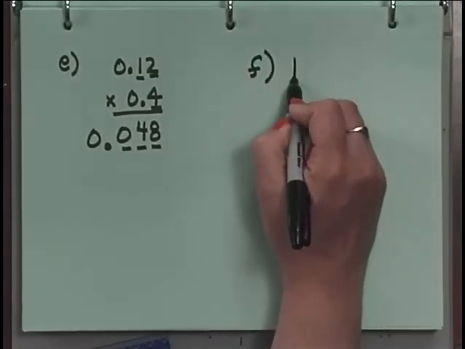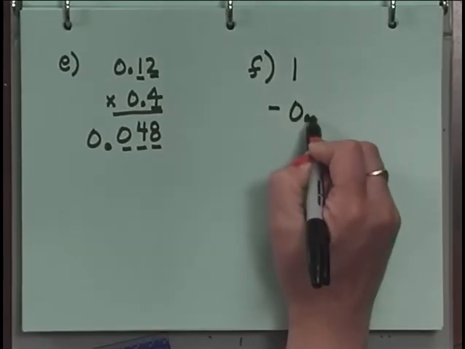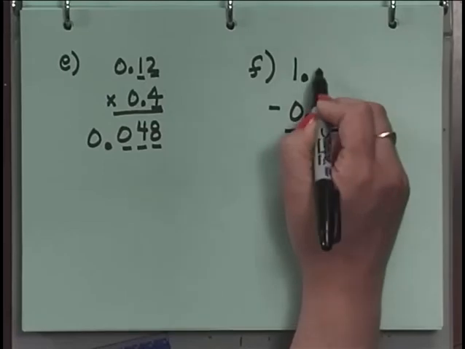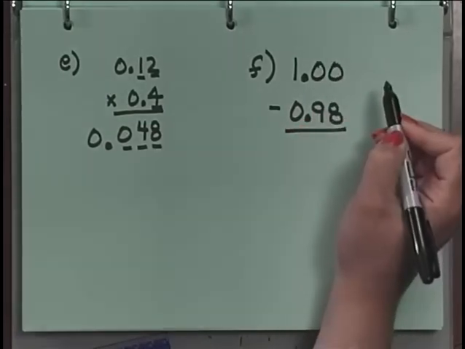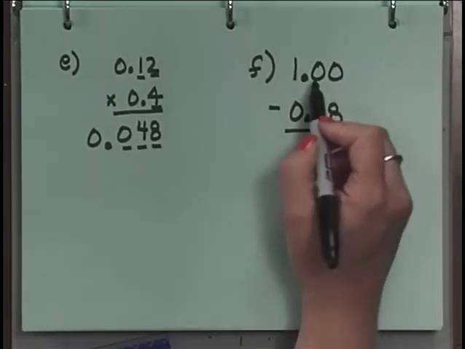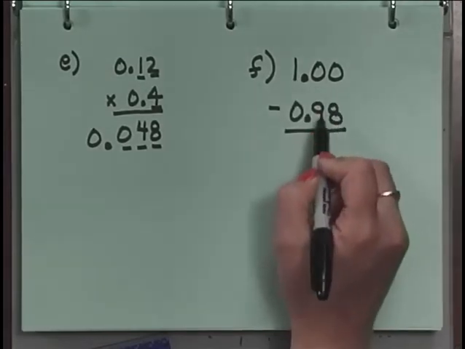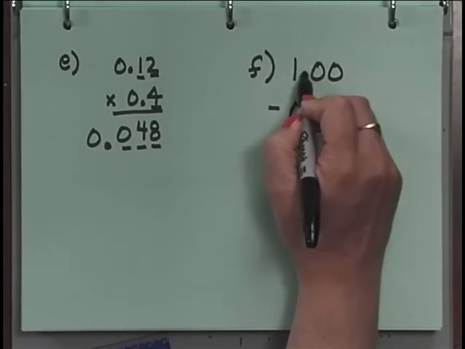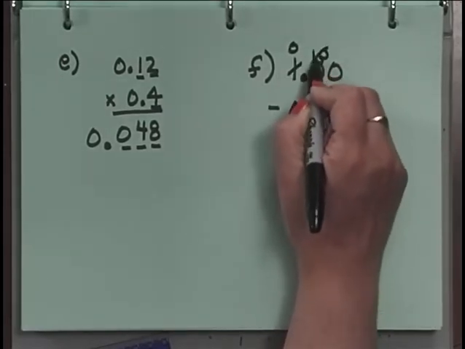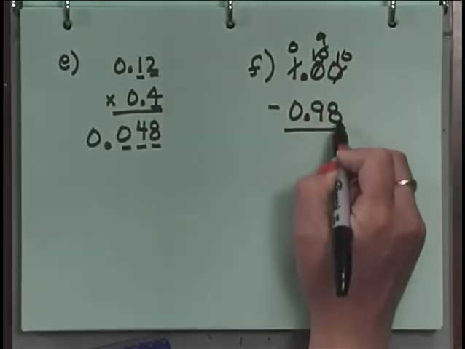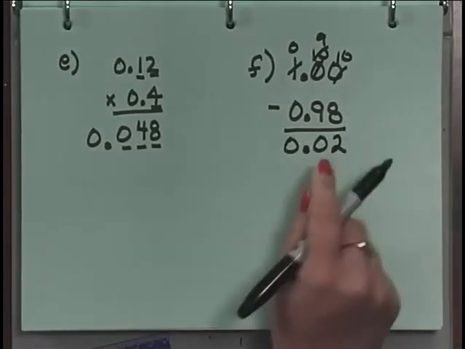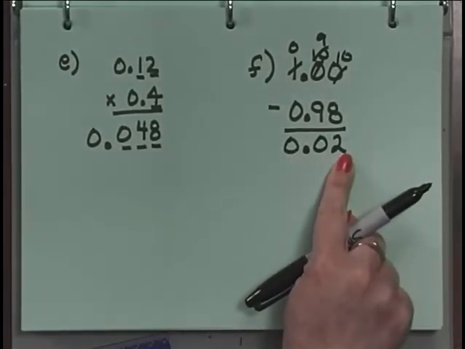Problem F, we have 1 whole, and we're taking away from that 98/100. Well, 1 whole is the same thing as 1 and 0/100. So then we would subtract. Now, 100 minus 98 is 2, so keep that in mind when we're working this. I'm going to borrow. 10 minus 8 is 2, 9 minus 9 is 0, and 0 minus 0 is 0. So 2/100 would be our answer.